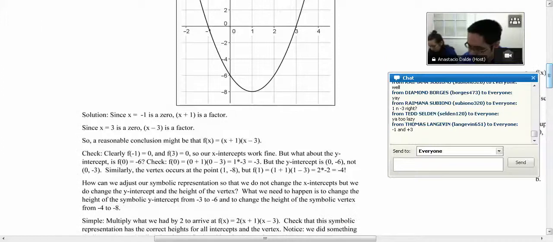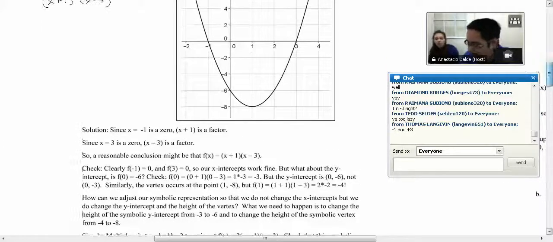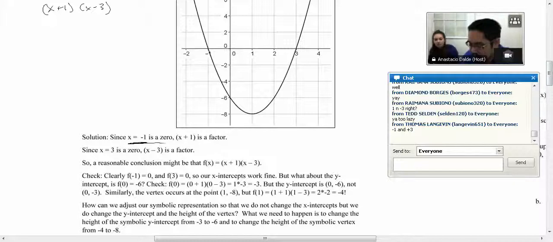Alright, yeah. That's what it says. And then here's what they're saying. The solution is, since x minus 1 is a 0, then x plus 1 is a factor. Right? That's how you guys looked at it. You said, oh, x minus 1 plus x plus 3, or x equals positive 3, so this is a factor. So yes, I totally agree with you, and that's a reasonable conclusion. Let's check it out. And it looks like it works fine. We cool? But here's the problem that we're having here.